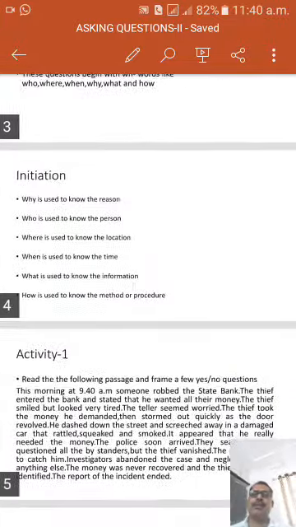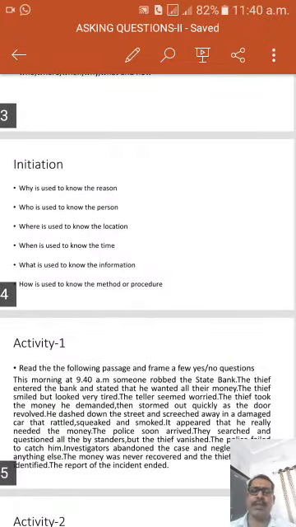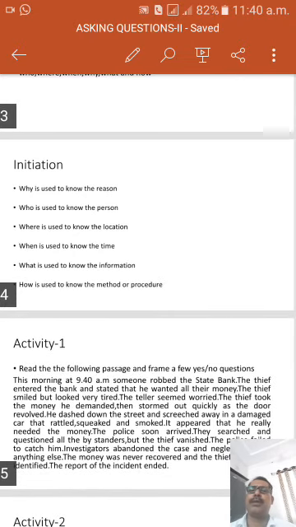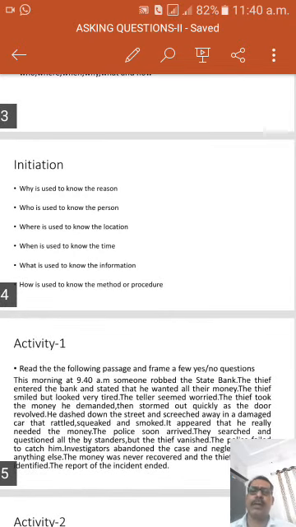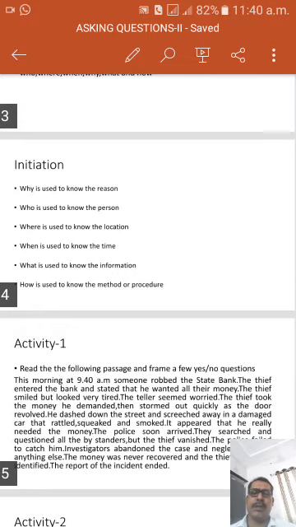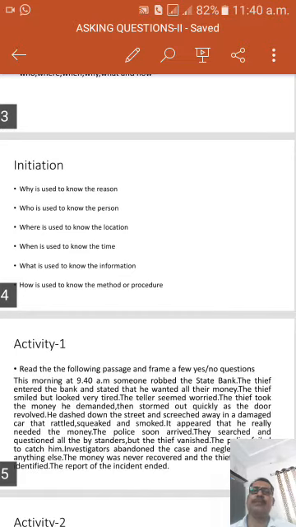In the next slide, the next PPT, we tried to learn the meaning of the WH questioning words, the purpose of WH questioning words. Why is used to know the reason, who is used to know the person, where is used to know the location, when is used to know the time, what is used to know the information, how is used to know the method or procedure.